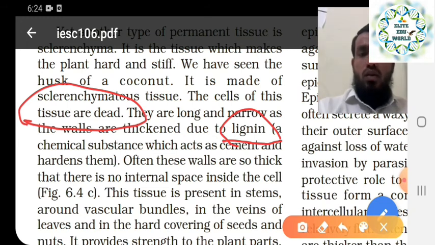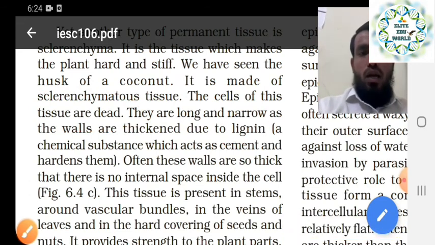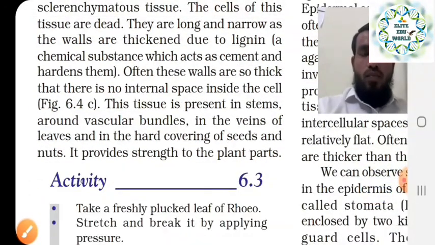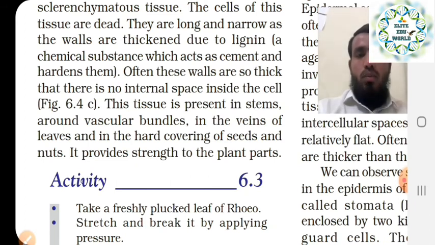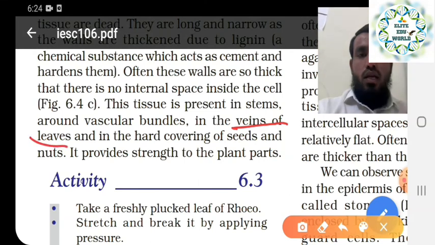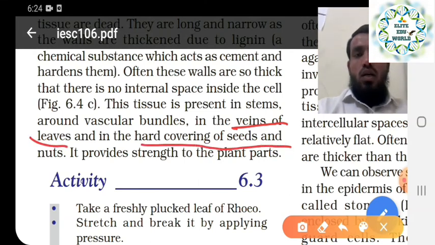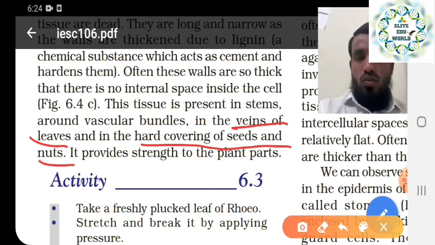And this tissue is present in the stem around the vascular bundles, providing protection. As we have seen, the stems of plants are very hard and very strong, because of these sclerenchyma tissues. This tissue is present in the stem around the vascular bundles, in the veins of the leaves, and in the hard covering of seeds and nuts. So all these parts, the veins of the leaves and the hard covering of seeds and nuts, get more strength. They are very hard parts, like nuts, seeds and the husk of a coconut, so they contain this sclerenchyma.